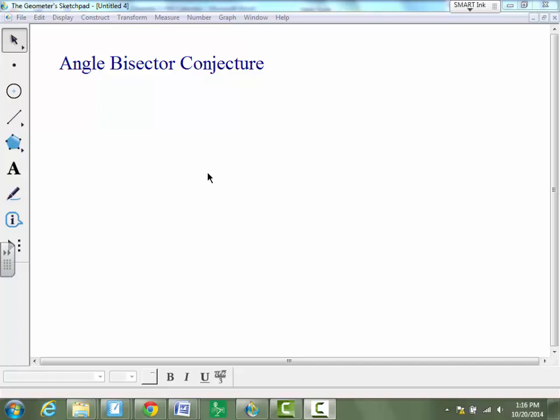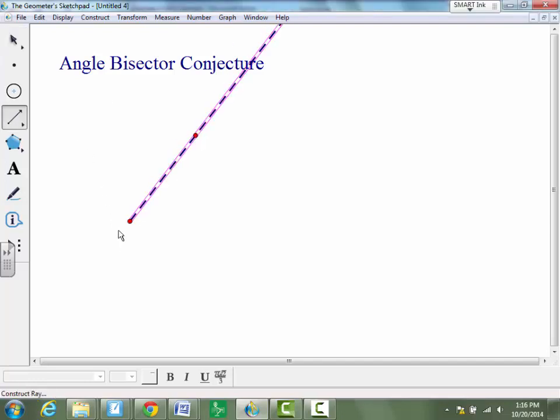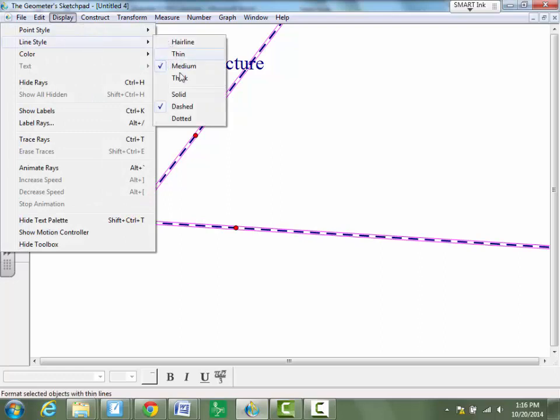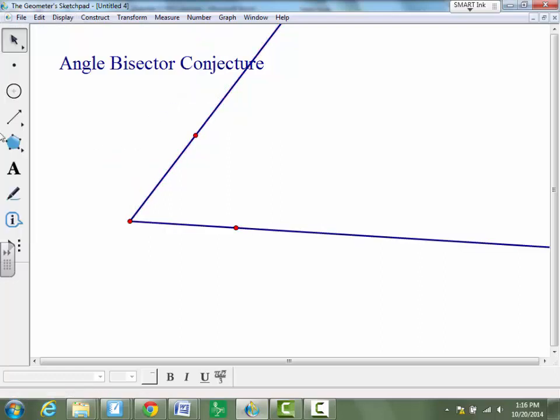Okay, here's how you complete the sketch for the angle bisector conjecture. You are first going to start by making an angle, so using the ray tool. Go ahead and make an angle, and I'm going to change these to both be solid lines. So display line style solid. And then what we want to do is construct the angle bisector.